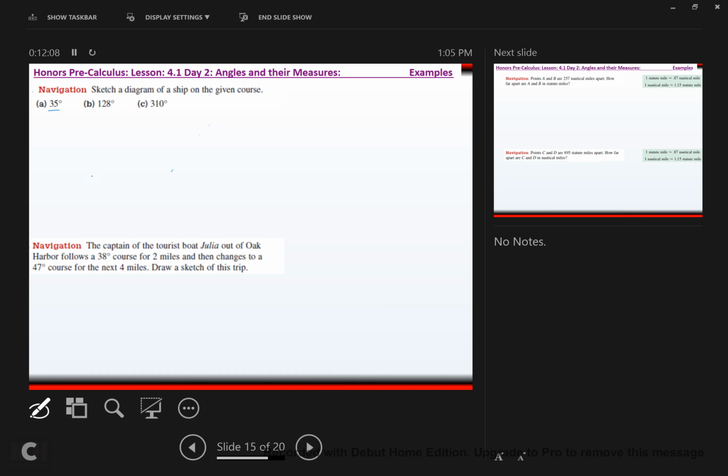When you're sketching on nautical things, you have nautical north, which is what points straight up, and you measure your degrees from nautical north. So 45 degrees coming down would be halfway, and 35 degrees would be probably about right there. For 128 degrees, here's nautical north. There's your horizon. All the way here would be 90. All the way here would be 180. So 128 is probably somewhere about over here.